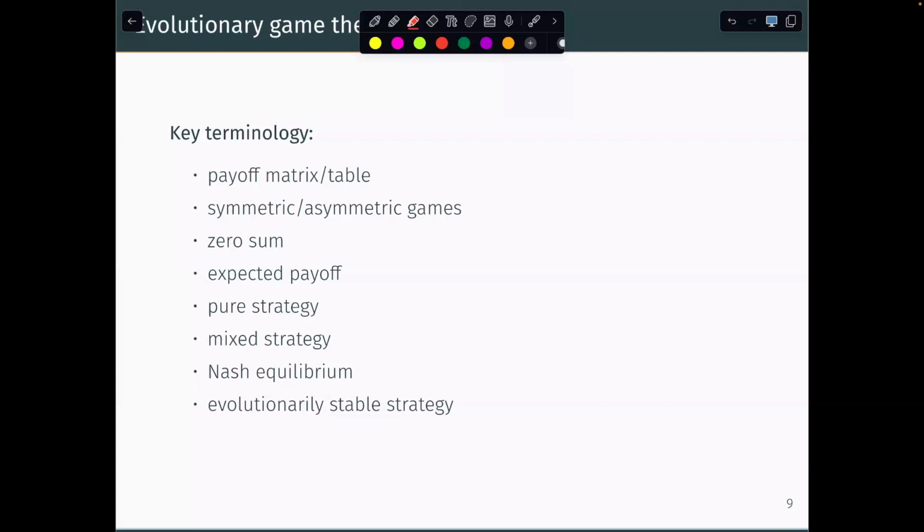Okay, so we talked about how we could represent this in terms of a matrix or a table. In terms of symmetric and asymmetric games, if we have symmetric games, then it's basically saying the same payoff table, or payoff matrix, I'll call it here, and strategies by implication. So examples of symmetric games might be individuals competing for resources. The resource means the same to them. They can play the same strategies.